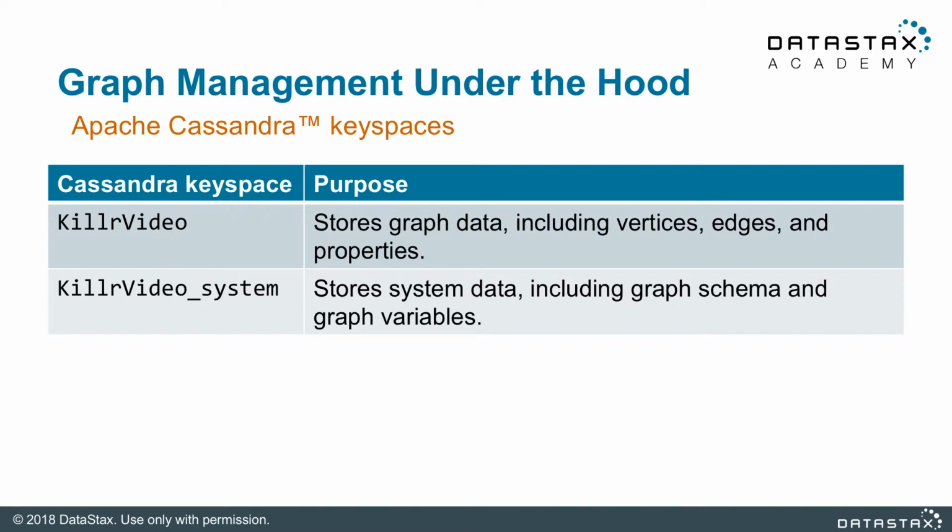Finally, and I highly recommend you do this, you can see the actual keyspaces created in Cassandra when creating a graph through DSE Graph. For each graph you create using the system API, you'll see 2 keyspaces in Apache Cassandra. The first contains the graph data itself, while the second, the one with the underscore system name, contains graph metadata and schema information.